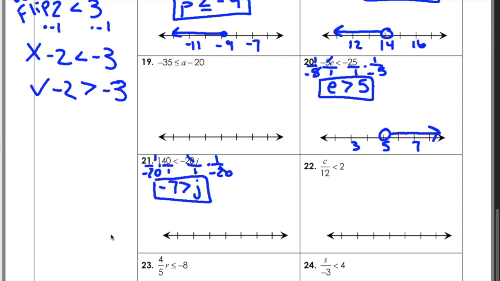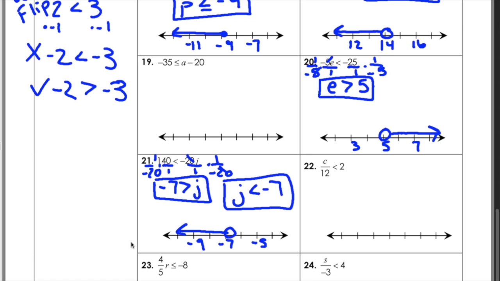You can leave it like that if you want, or if you want to write it with the variable first, just switch it again. So j is less than -7. So if -7 is greater than j, then j must be less than -7. Either one is fine. I do not care how you choose to graph it, or to write it. Just make sure that you graph it correctly. So I'm going to mark my number line. We have -7, -9, -5. It is an open circle, and those are all the numbers that are less than -7.